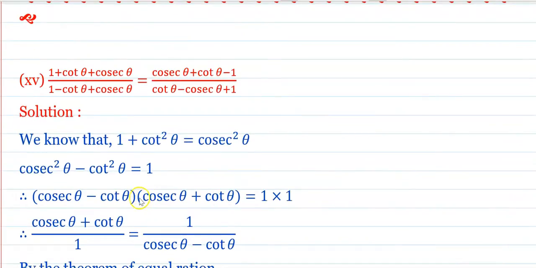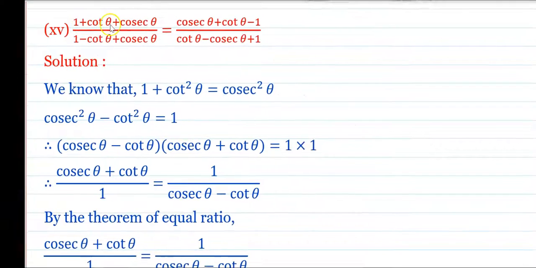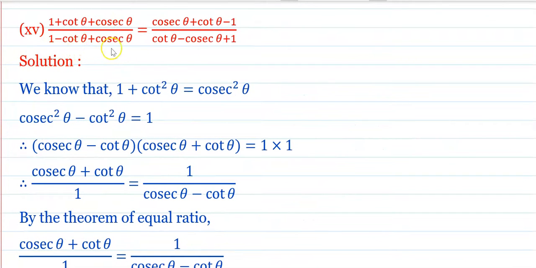Okay, now the next, 1 plus cot theta plus cosec theta upon 1 minus cot theta plus cosec theta is equal to cosec theta plus cot theta minus 1 upon cot theta minus cosec theta plus 1. Now see this, the identity. 1 plus cot square theta is equal to cosec square theta, and therefore cosec square theta minus cot square theta is equal to 1. Now this is a square minus b square, can be written as cosec theta minus cot theta into cosec theta plus cot theta is equal to 1 into 1.